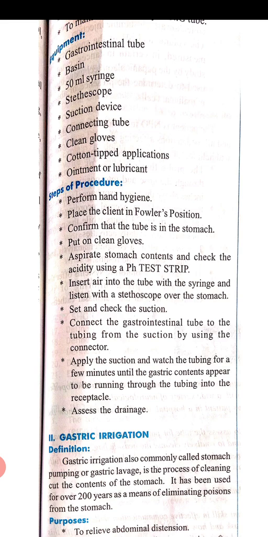After inserting the tube through the nose and mouth into the stomach, it is confirmed by auscultation, placing the stethoscope on the chest and stomach. By hearing the sounds, we confirm that the tube is in the proper place in the stomach. Then put on gloves and aspirate the stomach content. We also check the stomach acidity using the pH test strip. I have sent a visual picture of how acidity is measured with the pH test strip.